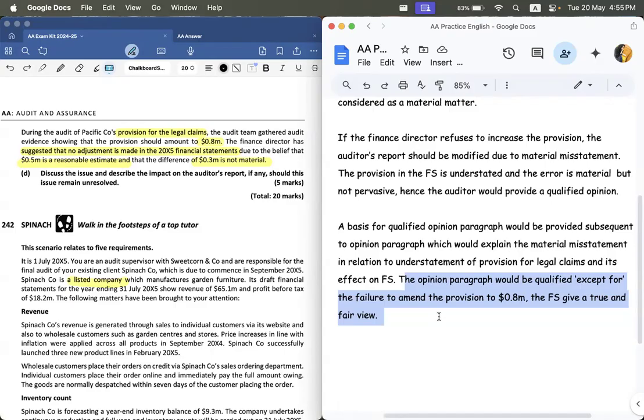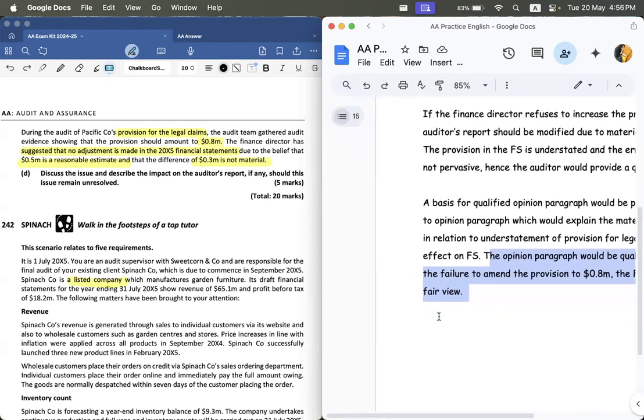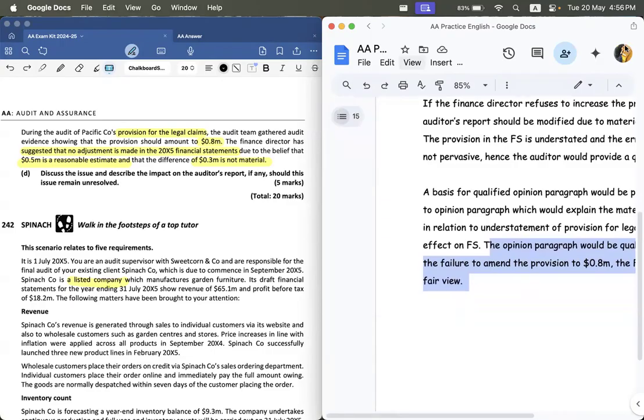So what is the intention? The intention is simple. If someone is going to read the audit opinion, they should be able to understand that just this one is the problem. Rest of the FS is true and fair. Understood? Clear?